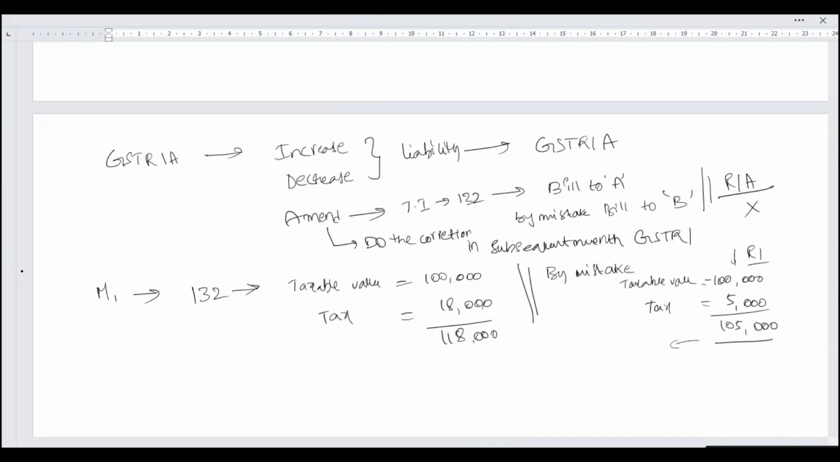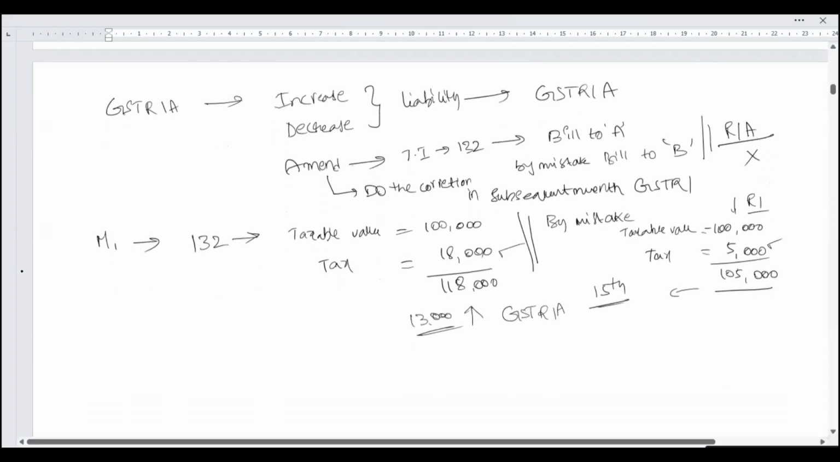This I realized on the 15th when my customer complained: look, your physical invoice shows 18,000, but your tax invoice, what you have filed, shows only 5,000. Now, what do I have to do? I use my GSTR 1A. Using GSTR 1A, I can increase the tax liability from 5,000 to 18,000, where an additional 13,000 is added in GSTR 1A.